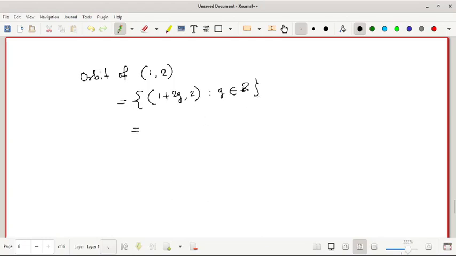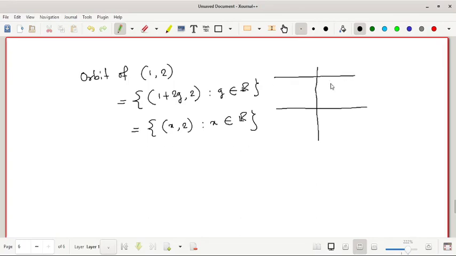Okay, and this is also nothing but the set of all ordered pairs of the form (x, 2), x belongs to R, because any x can be written in this form. So what is this? This is the horizontal line at a distance 2 from the x-axis. Fine.